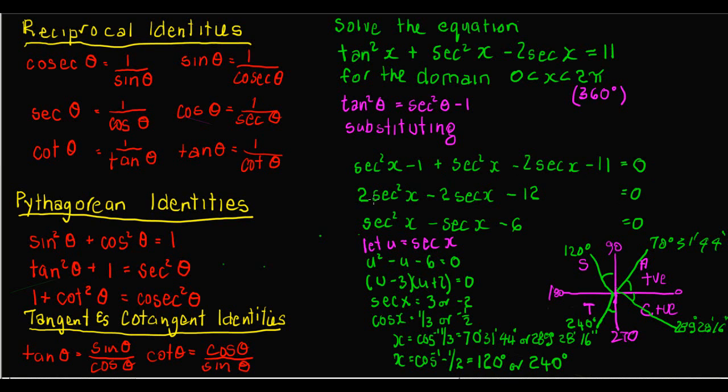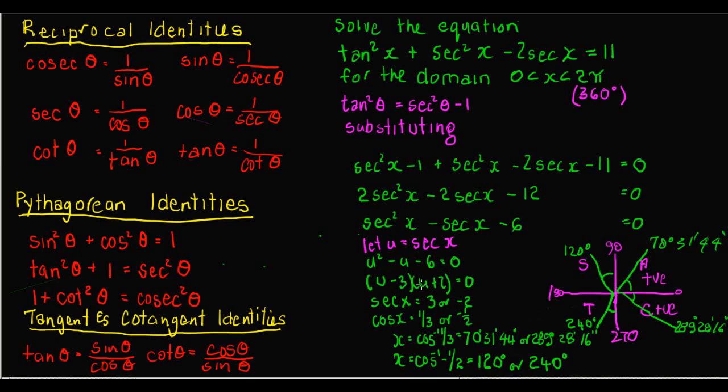Collecting our terms together, I've brought the 11 over from the other side, net minus 11. What you do to one side you must do to the other. 2 sec squared x minus 2 sec x minus 12 equals 0. Clearly we can see 2 is a common factor, so we can divide everything by 2: sec squared x minus sec x minus 6 equals 0. Now we let u equal sec x, just to make things a little easier when we factorize our quadratic. So u squared minus u minus 6 equals 0.